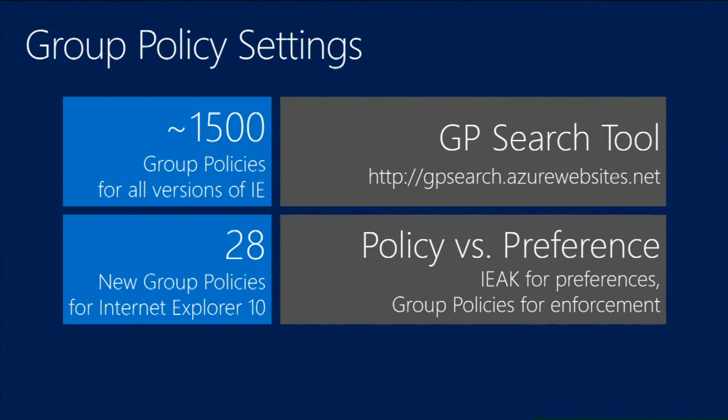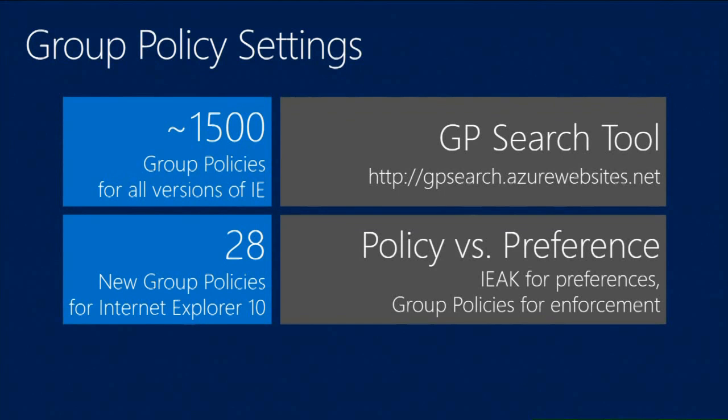Another thing I should mention is the IEAK is simply a good way of setting a browser preference. It is not a way of enforcing that preference. In other words, I can use the IEAK to change someone's home screen. I cannot use the IEAK for locking down that home screen, for preventing the user from changing it. I can use a group policy for locking down that change.